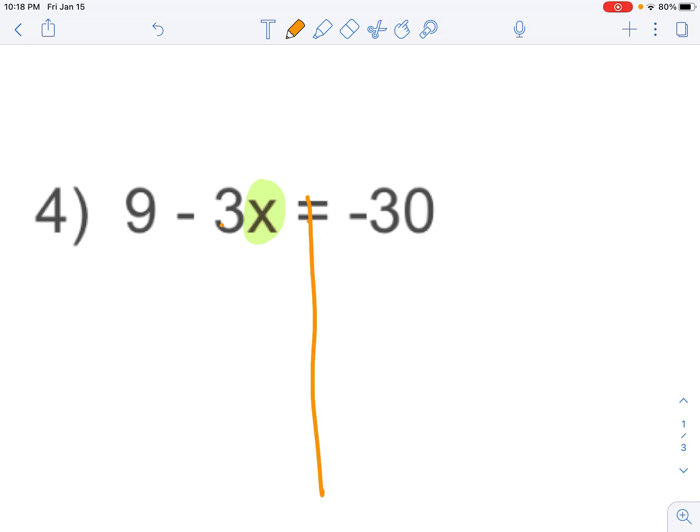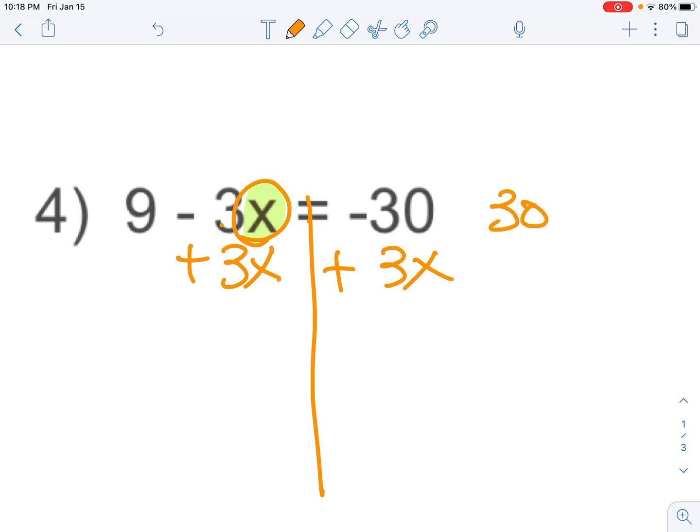Well, I need to get x alone. So right now, I'm not going to do plus 3x. Because if I do plus 3x over here, I can't do 30 plus 3x, because they are not like terms. 30 does not have an x. So I can't do these two together.